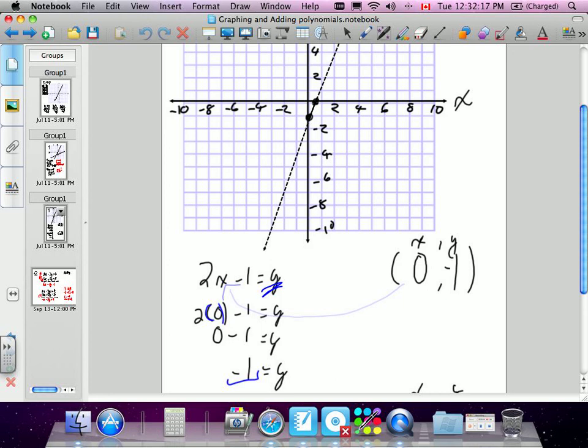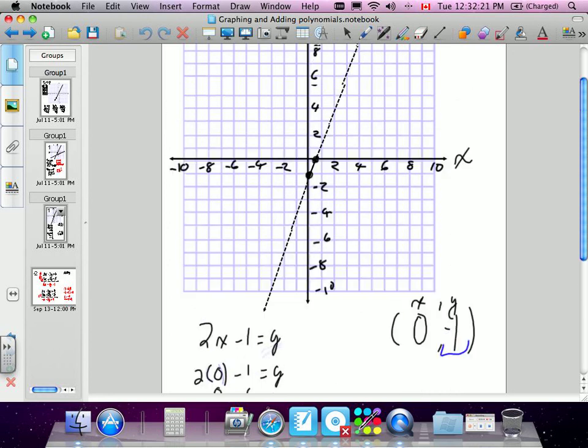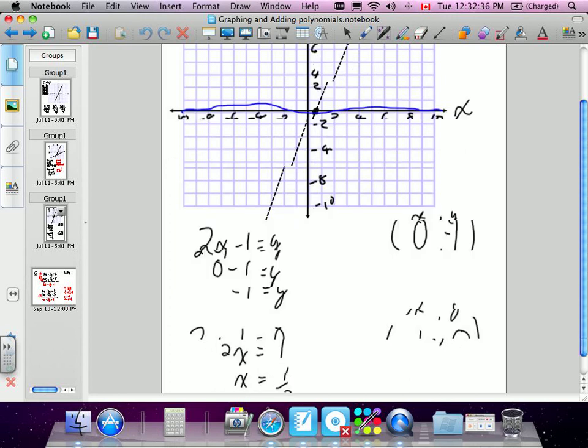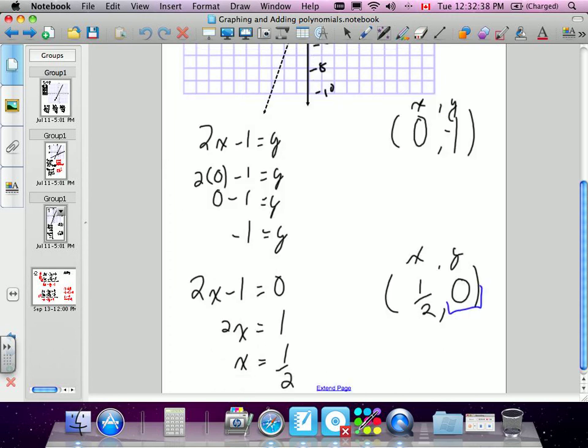So, 0 and -1 was our y-intercept, which is right here. We did the exact same thing with an x-intercept. The only difference is, on our x-axis, that's when y is 0. So we already knew that was 0, so we plugged in 0 for y in the equation up here. We had 2x minus 1 is equal to 0.